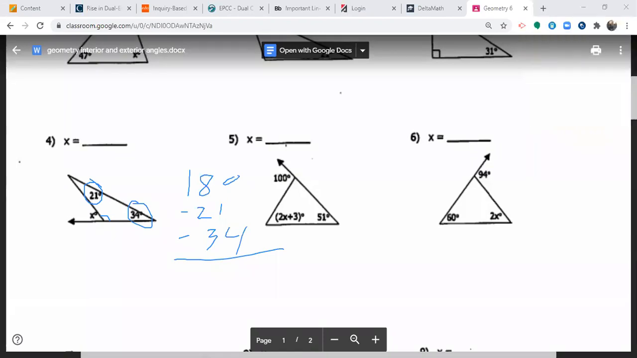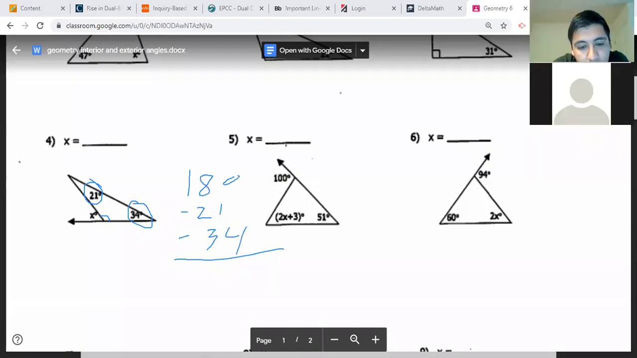125. Right. So we're able to find out that this angle over here is 125 because again, all the angles inside the triangle have to equal 180. But once we extend the line, we're asking for the other part of the angle. So how would we find that? How would we find x?